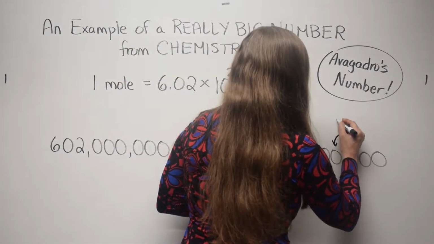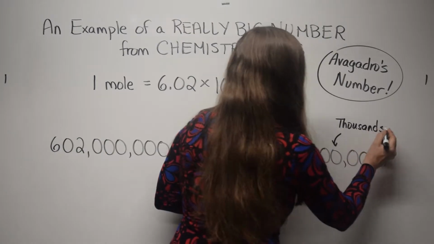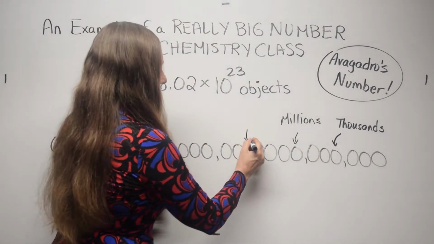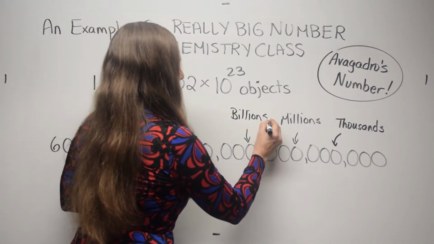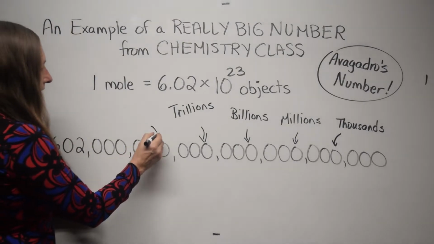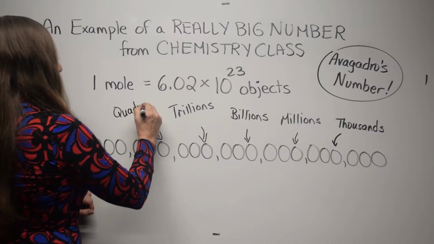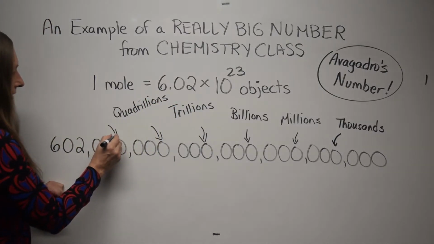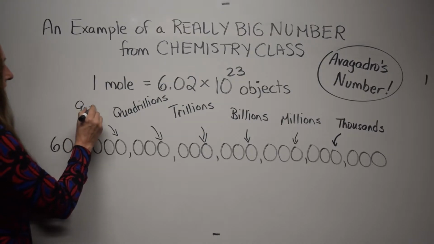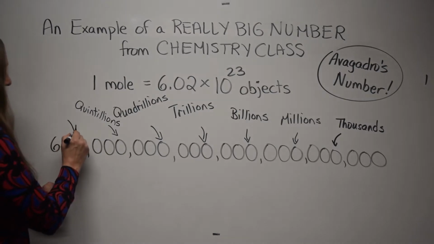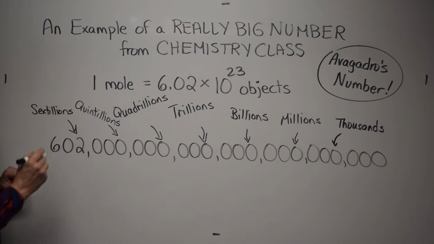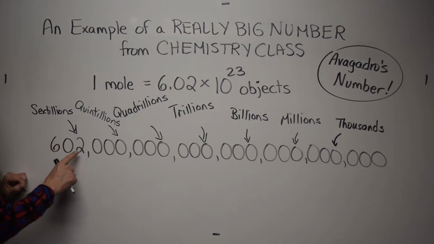Right here, this would be the thousands place. Right here, this would be the millions place. Right here is billions. Right here is trillions. Here is the quadrillions place. Here is the quintillions place. And right here, which will help us name this number, is the sextillions place. Yeah, that's a real word. Crazy, right? So this number, Avogadro's number, is 602 sextillion.